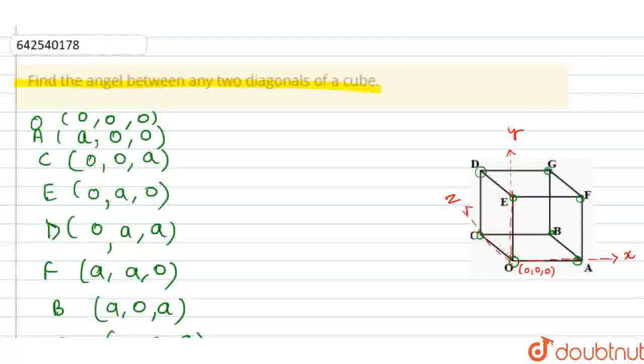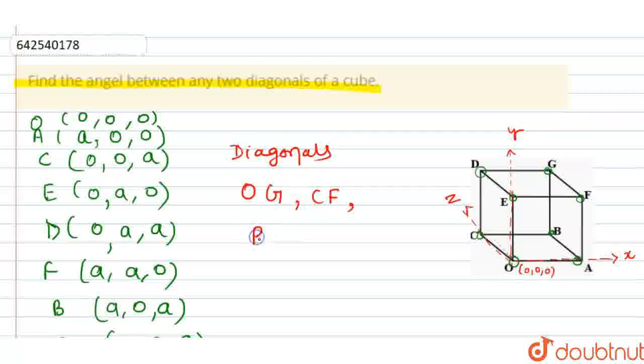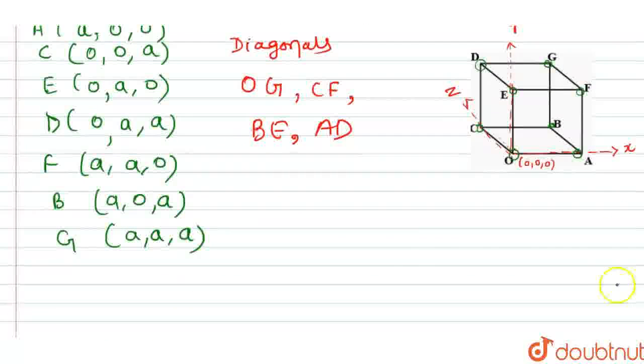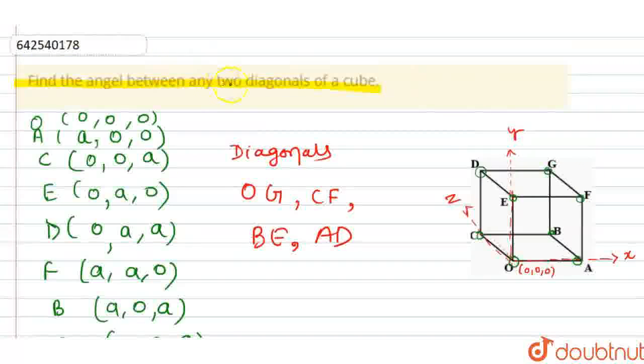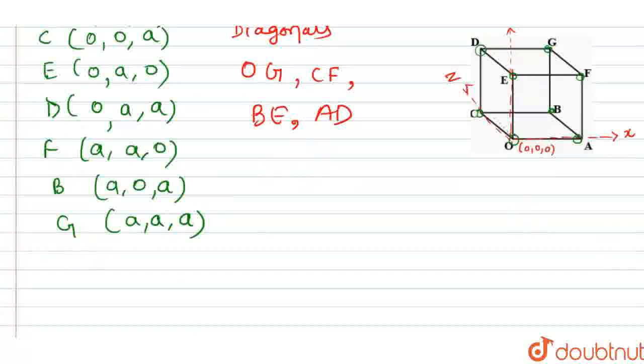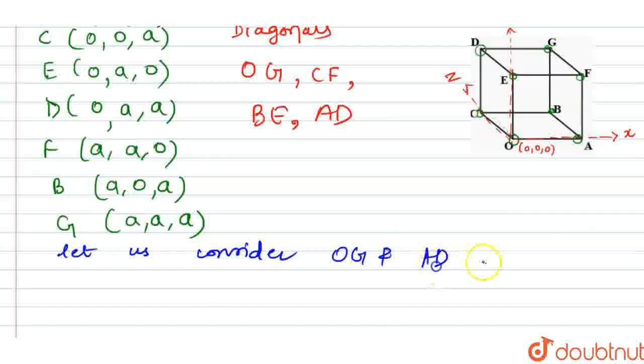Now let us draw the diagonals. The diagonals will be OG, CF, AD and BE. From the figure we can see the diagonals OG, CF, BE and AD. We have to find the angle between any two diagonals. So let us consider the OG and AD diagonals.